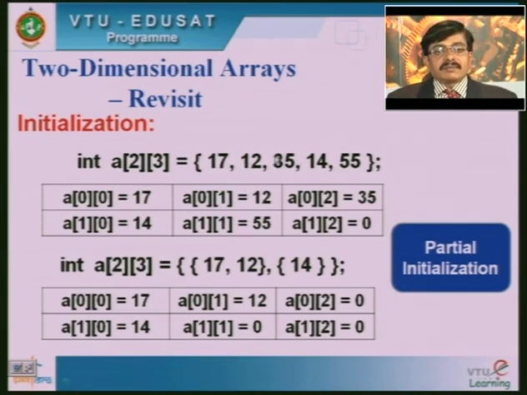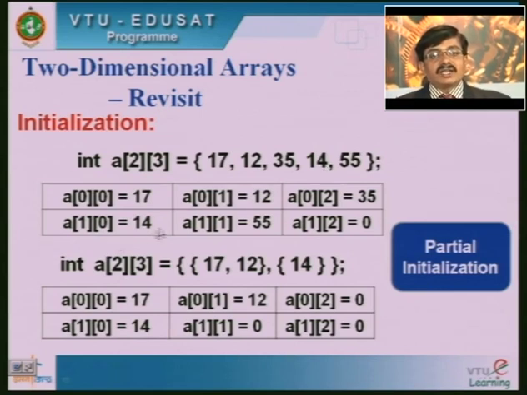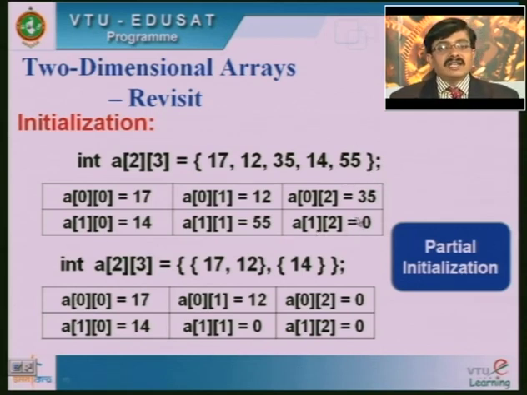So here what happens is the elements are initialized row wise. The 17, 12, 35 are considered the elements of the 0th row, and the remaining elements will be considered the elements of the first row, and so on. So A of [0][0] is 17, [0][1] is 12, [0][2] is 35. Then the next element will go to the first element of the first row, that is A of [1][0] is 14, then A of [1][1] is 55. The next elements are not there. So since it is partially initialized, the remaining elements will take the value 0. So the first row second column element, that is the last element, is taken as 0 here.